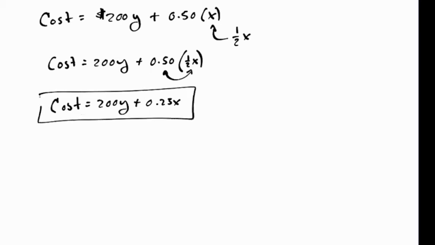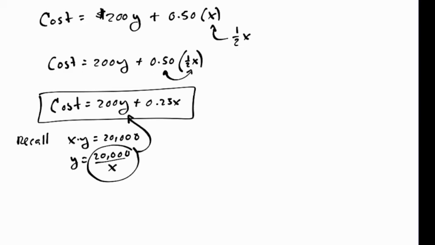And now we will redo this problem using this cost equation. Recall, we had X times Y equals 20,000. So Y was equal to 20,000 over X. And we can take that and plug it into the Y. So now we have cost is equal to $4 million over X plus 0.25 X squared over X.